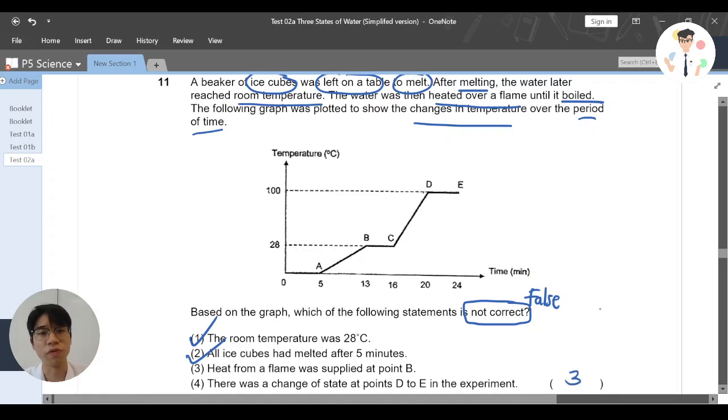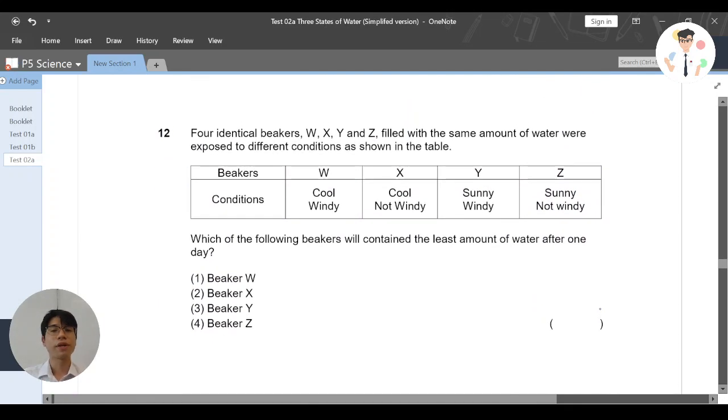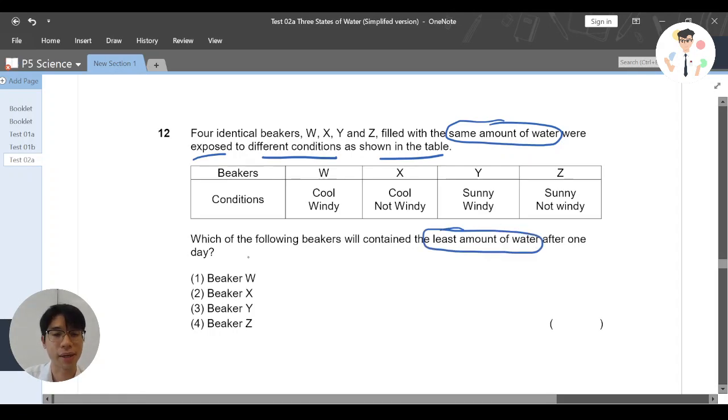Okay, so let's move on to question number 12. Question number 12 says that 4 identical beakers W, X, Y, Z, filled with the same amount of water, were exposed to different conditions as shown in the table. Which of the following beakers will contain the least amount of water after 1 day?